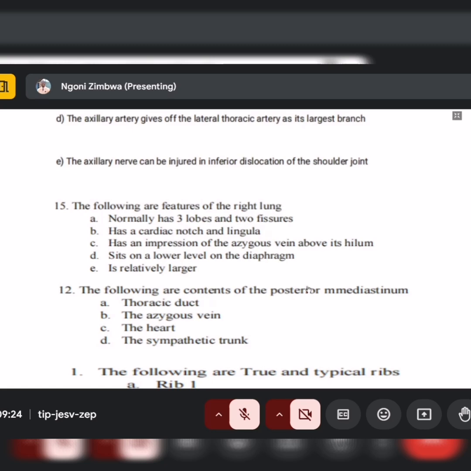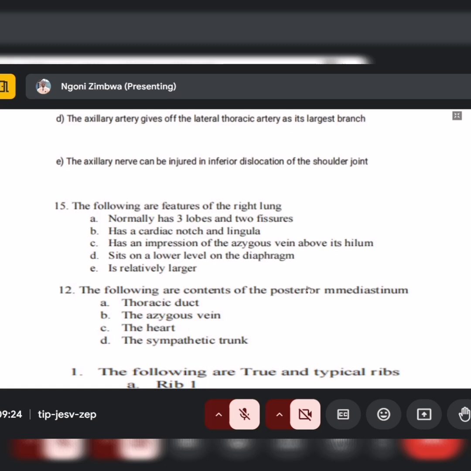The following are features of the right lung. A, normally has 3 lobes and 2 fissures. That is actually true. So your right lung, you actually have the 3 lobes and 2 fissures.